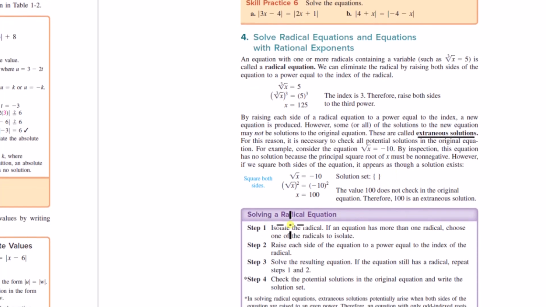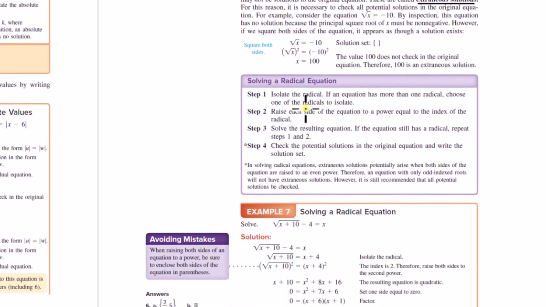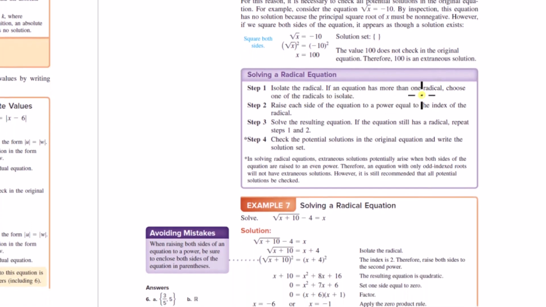Okay, so to solve a radical equation, what do you do? You isolate the radical. If an equation has more than one radical, choose one of the radicals to isolate, just one. Then raise each side of the equation to a power equal to the index of the radical. Solve the resulting equation. If the equation still has a radical, repeat steps 1 and 2. Check the potential solutions in the original equation and write the solution set.